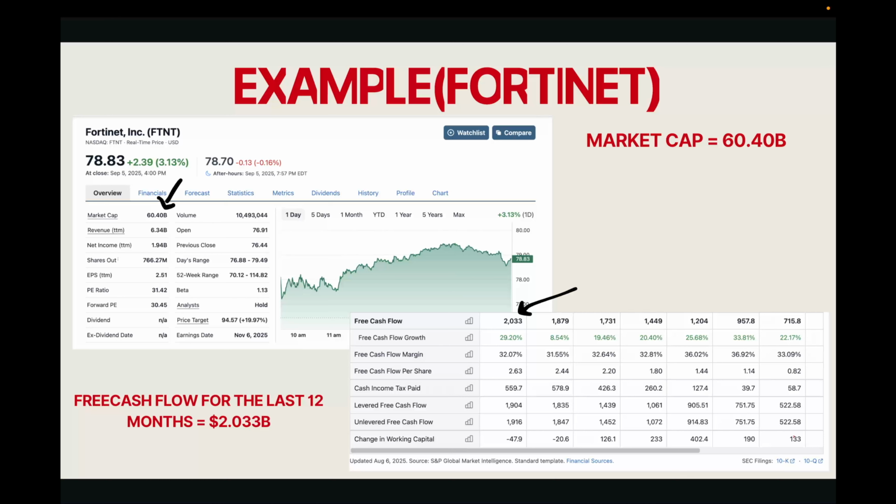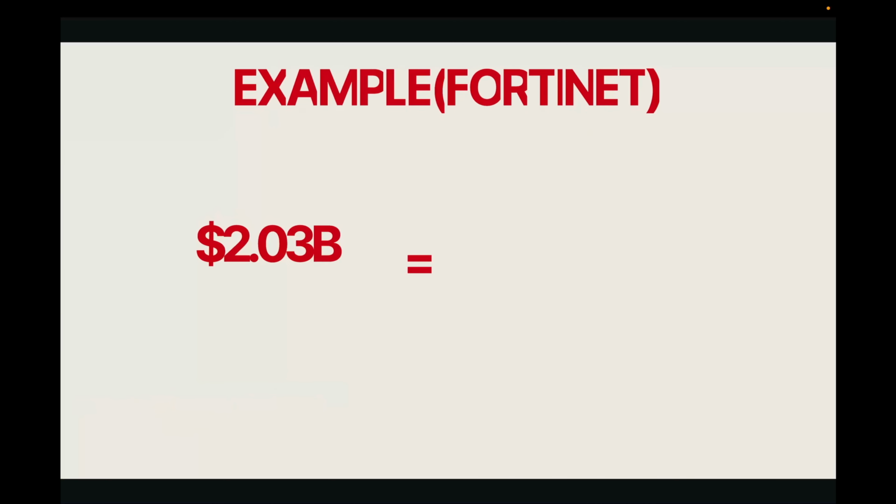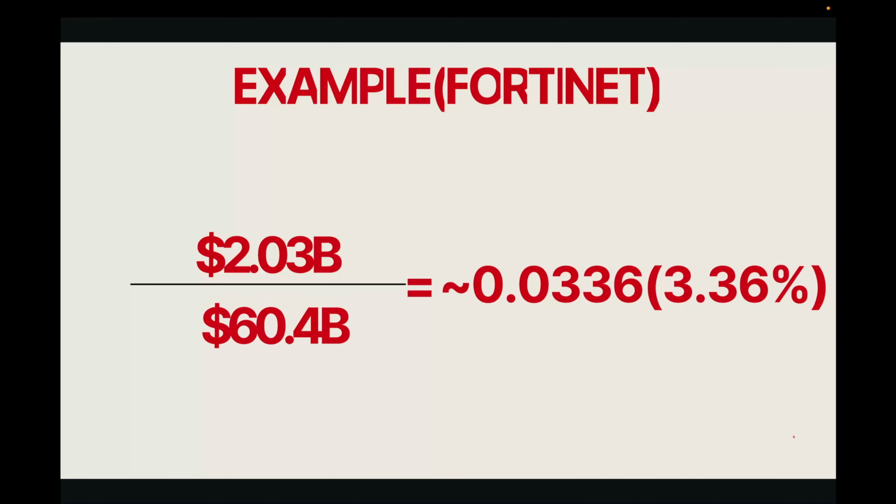Okay, so if the market cap is $60.4 billion, and in the last 12 months Fortinet brings in a free cash flow of $2.033 billion, now we can use these two metrics to do an aggregate calculation for what the free cash flow yield would look like. In this case, $2 billion divided by $60.4 billion comes in at 0.0336, which when you multiply by 100 gives you 3.36%.